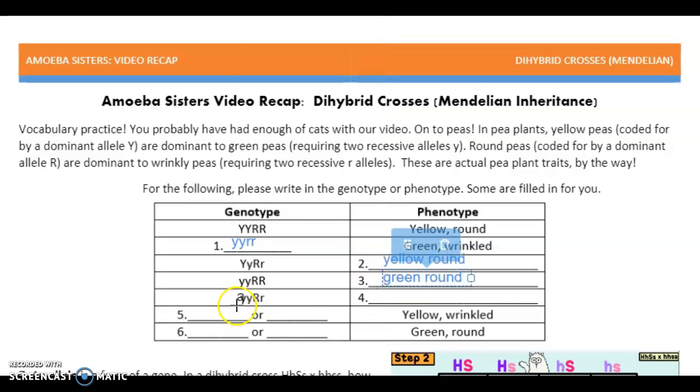Then we have little y, little y, big R, little r. Okay, again, we have homozygous recessive for the colors, that'd be green. We do have a dominant allele for the shape. So again, that will be green, round.